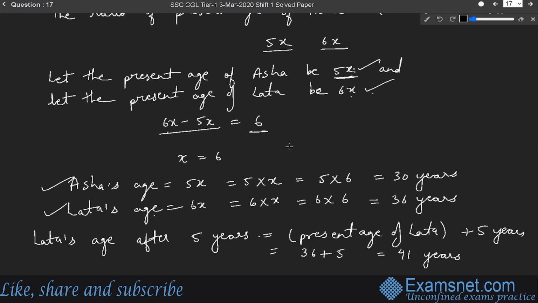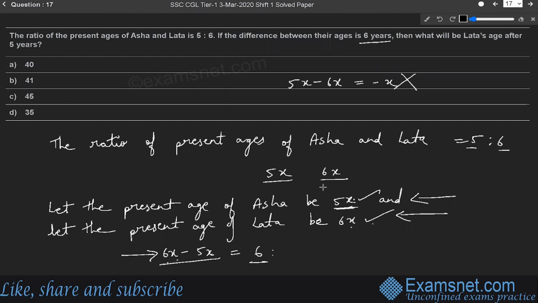I hope you are clear with this question. Firstly, we have seen the ratio, and according to the ratio, we have supposed the present ages as 5x and 6x. Then according to the condition given in the question, the difference between their ages is equal to 6. So this is the difference between both the ages and it is equal to 6. That is why we have equated it with 6. And after solving it, we got the value of x, which is 6. Then we have calculated the present ages of Asha and Lata. And after that, we have calculated Lata's age after 5 years. So I hope you are clear with this question. And for this question, the correct option will be option B.